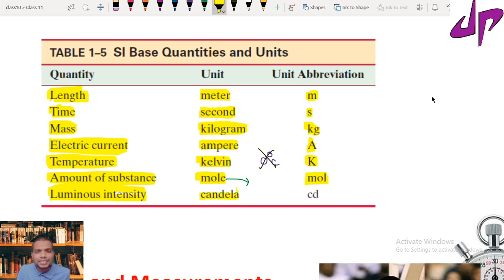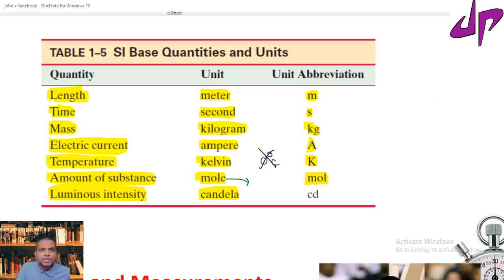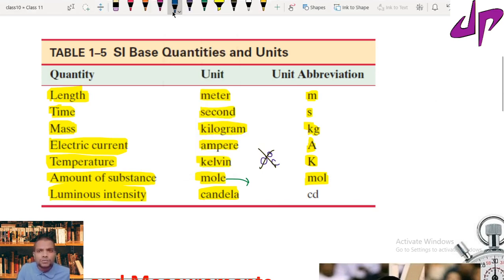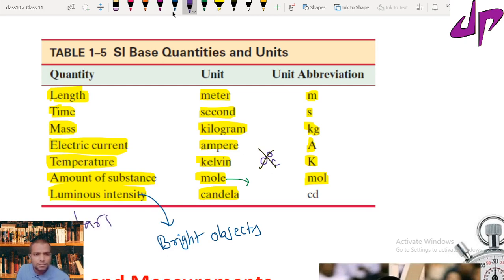And luminous intensity, it's a candela. What is the meaning of luminous intensity? Here I need to explain, since I think we need to know about intensity. Who is having intensity? One cross question. Bright objects. Particularly here I can take stars. They are self-luminous objects. The objects which can give light, those are called self-luminous objects.